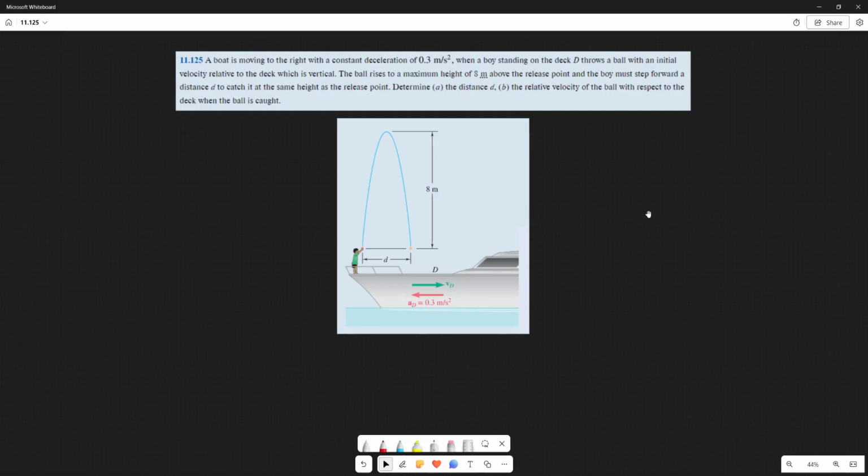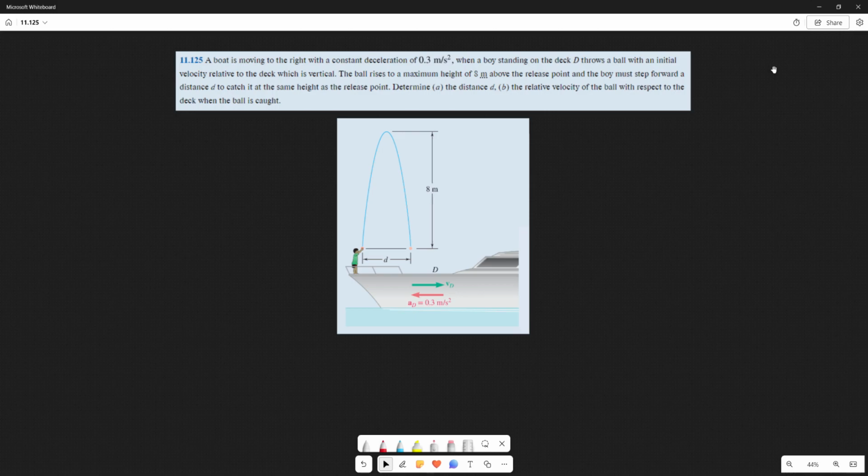A boat is moving to the right with a constant deceleration of 0.3 meters per second squared, when a boy standing on the deck D throws a ball with an initial velocity relative to the deck which is vertical. The ball rises to a maximum height of 8 meters above the release point, and the boy must step forward a distance D to catch it at the same height as the release point.